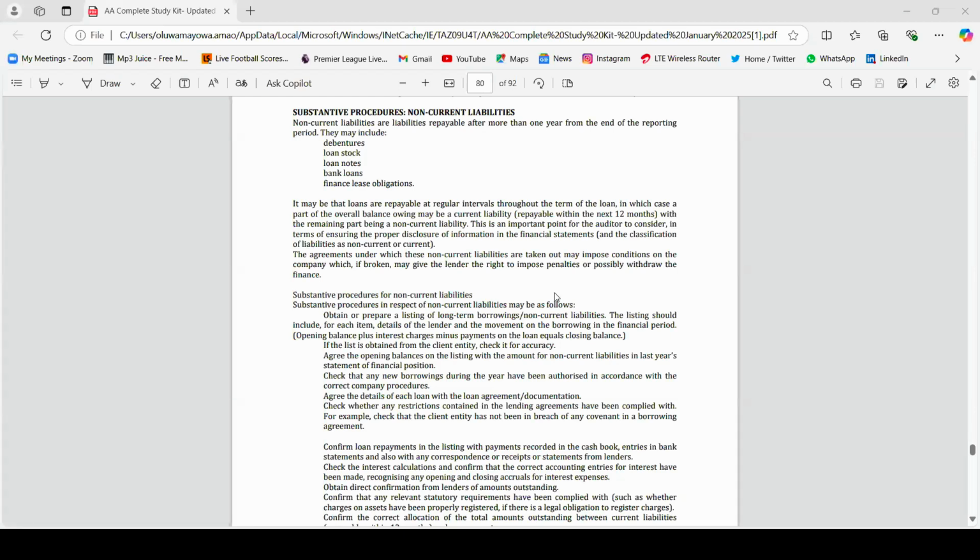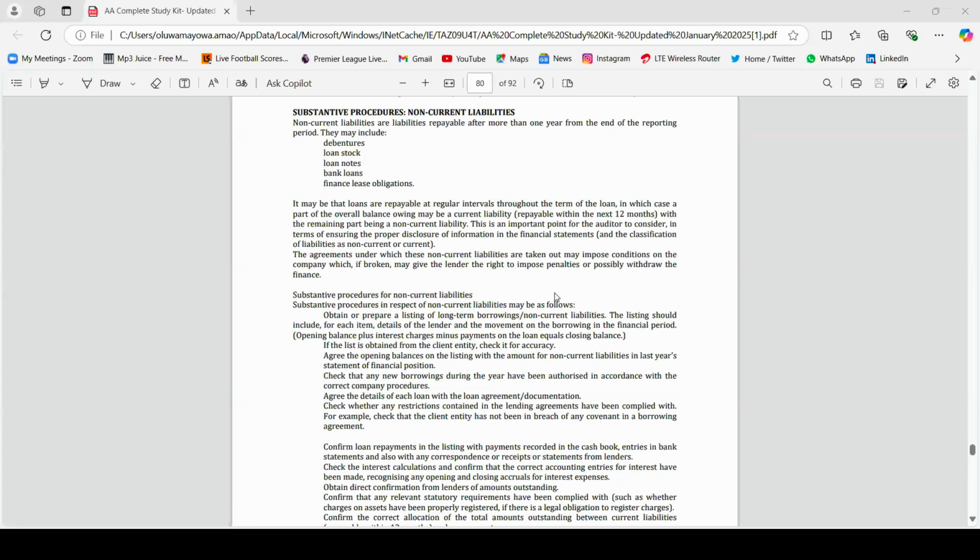So non-current assets range from your loan from the bank, money that you've collected from maybe some people that invested in the business and you have to pay them back. These are all non-current assets. Now, there are also liabilities. So non-current assets are liabilities and they are also to be paid back.